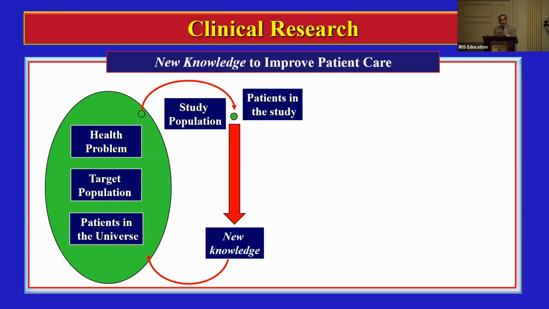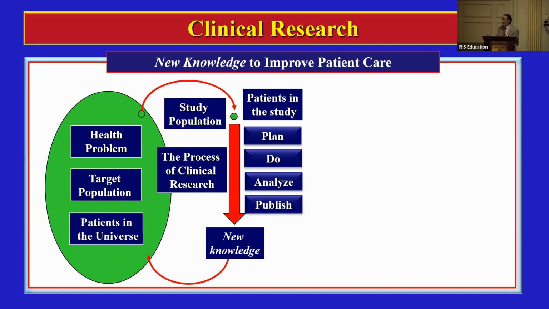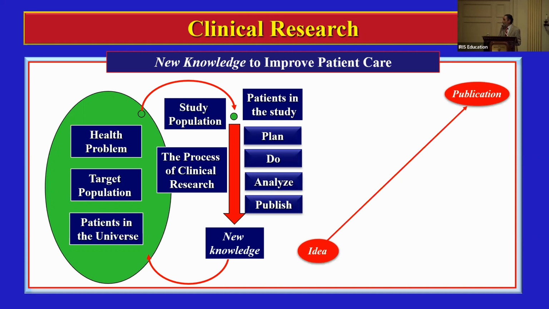But the idea is that this new knowledge that you generate is not just for the 200 patients, it's for everybody with COVID pneumonia in the universe. Then the new knowledge needs to be generalized to the full population. To do this, we plan the study, we do the study, we analyze the data, and we publish the results. And this is going from idea to publication.